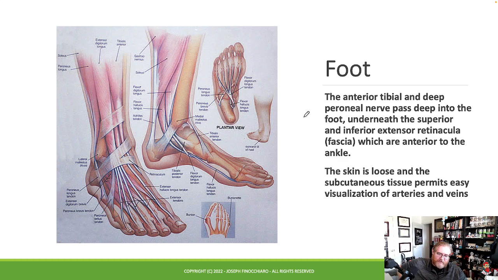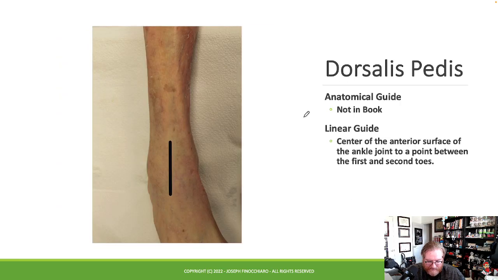So the foot, the anterior tibial and deep peroneal nerve pass deep into the foot underneath the superior and inferior extensor retinacula, or fascia, which are anterior to the ankle. I speak to this toward the end of this lecture. The skin is loose and the subcutaneous tissue permits easy visualization of arteries and veins.